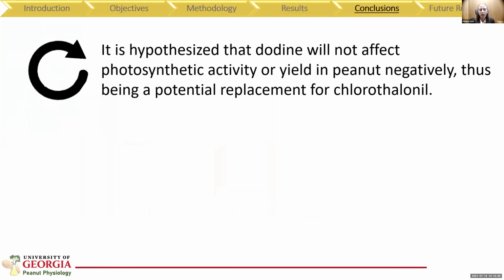So in conclusion, I know that the results that we obtained are not what we are usually looking for. What we usually want to see are significant differences among our treatments. However, for this specific project, these results are very exciting because they allow us to accept our hypothesis, that Dodine will not affect photosynthetic activity or yield in peanuts in a negative way, and so it could be a potential replacement for chlorothalonil.